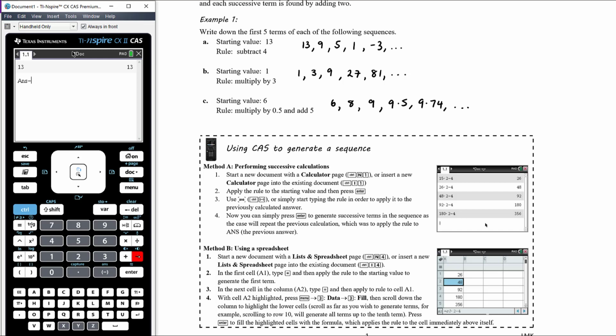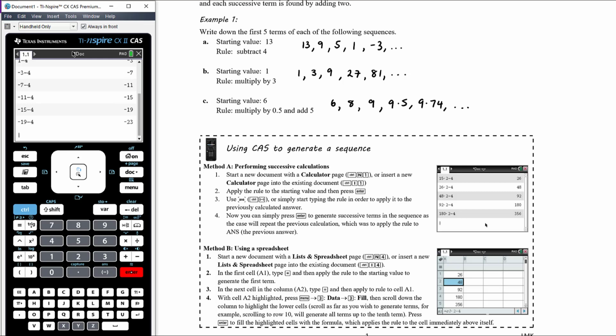So subtract, and see how it says ANS? That's it understanding that I want to subtract from the previous answer. So subtract 4, enter. Now all I need to do to repeat that is to press enter again, and enter will do the previous calculation, which wasn't 13 minus 4, it was to take the previous answer and subtract 4. So if I just press enter, it'll do 9 minus 4, enter again. So now we're up to the 4th term in the sequence, 5th term, 6th, 7th, 8th, 9th, 10th. And it's very quick and easy to then generate your sequence.